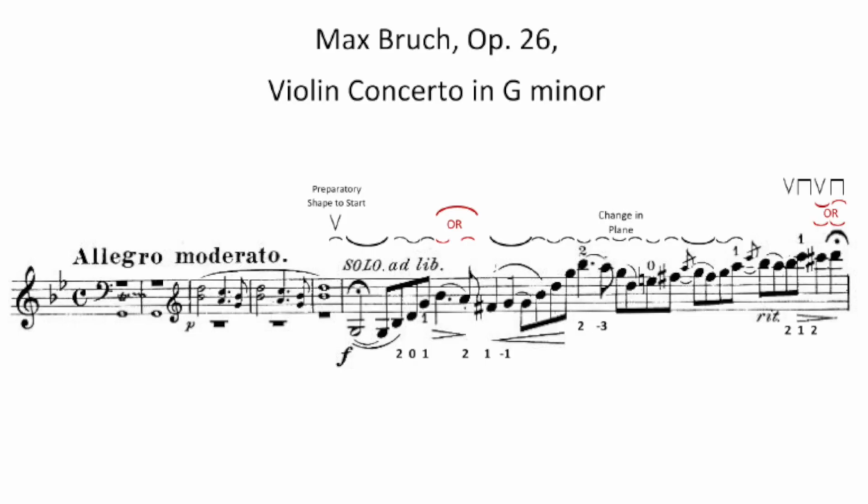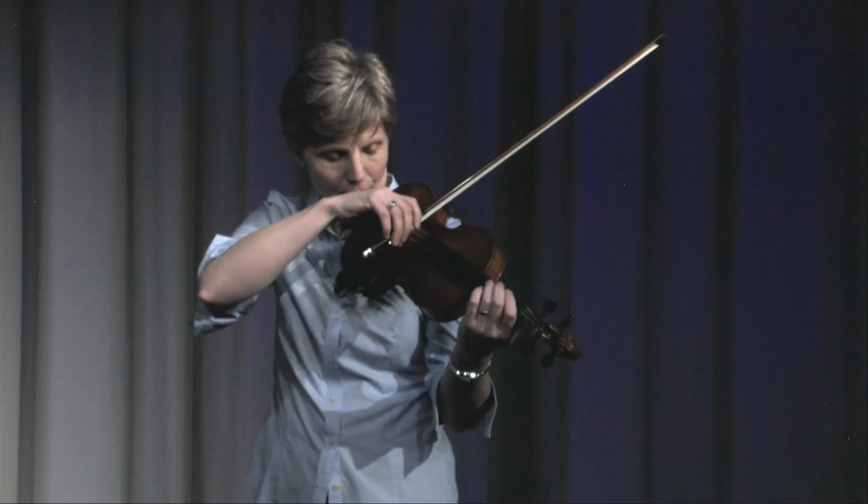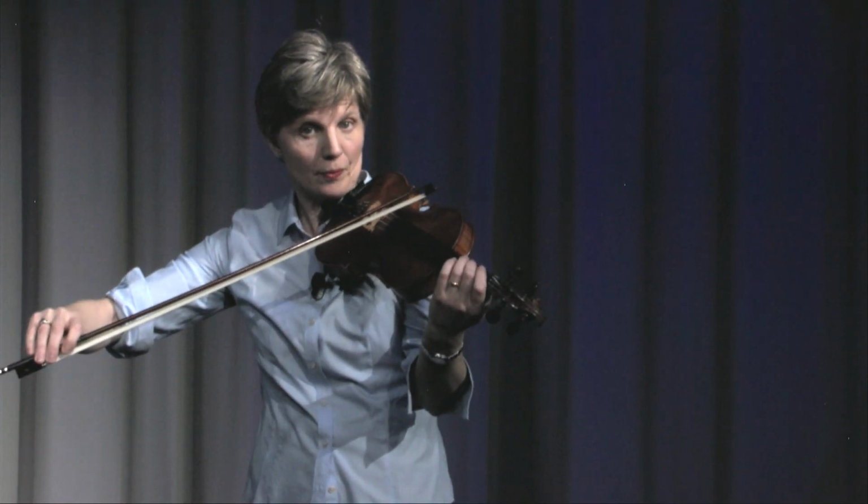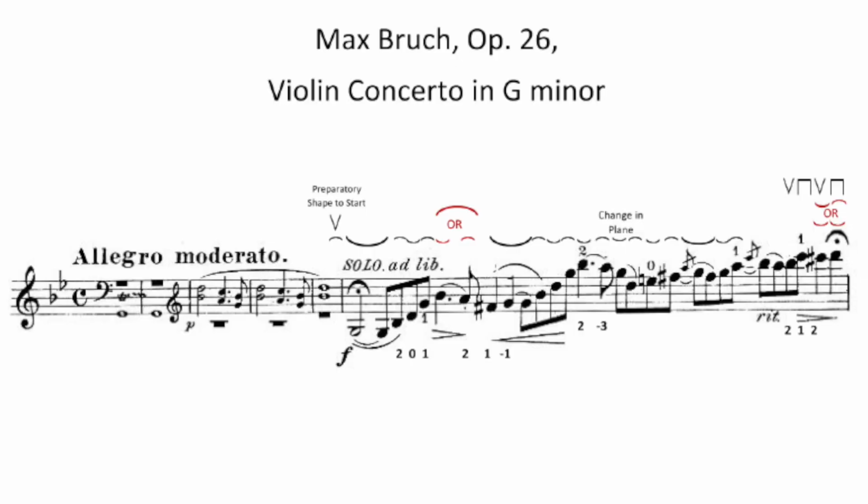Let's go to another example. If we look at the Bruch example, we can see where there are choices that have a musical effect and where we have no choices because of the string crossings. In this case, because the piece starts on the G string, we need a small preparatory over shape to get us from where it's comfortable to wait to the open G string. Here it is. Then we can start with an under shape, which enables us to spin out the sound on that fermata.